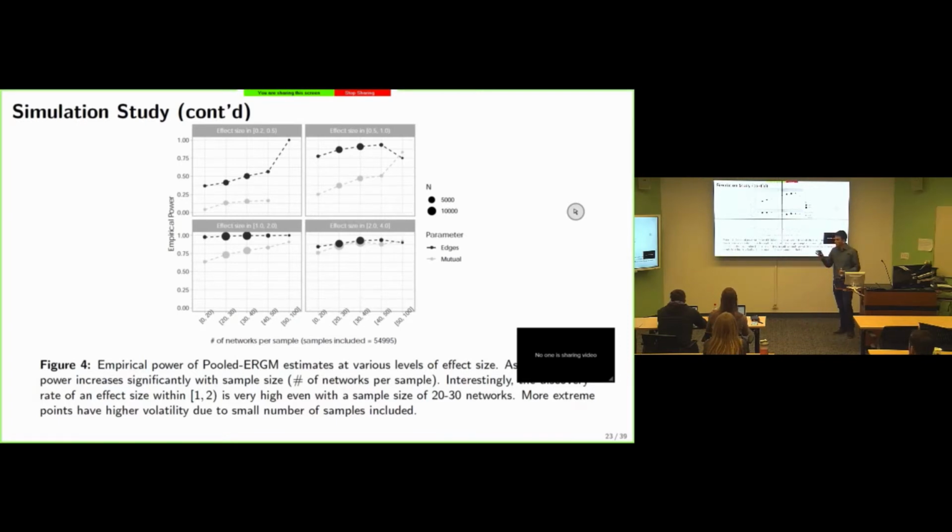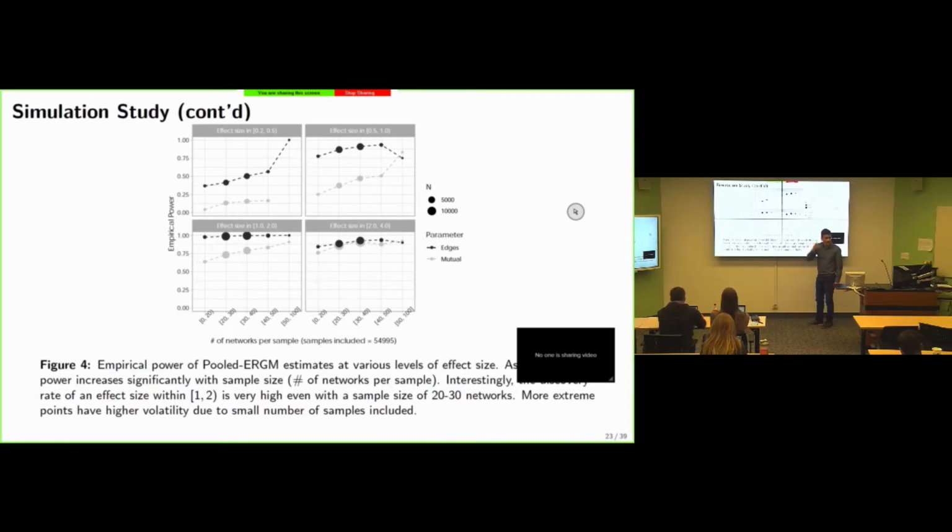Okay. Can you clarify again? Effect size in point. What are those two numbers? It's the range of the effect size. So I split it. All the ERGM estimates that live here are for effect sizes of that magnitude. Oh, okay. They were generated with that magnitude. And then the x-axis is? It's showing you the distribution of the number of networks per sample.